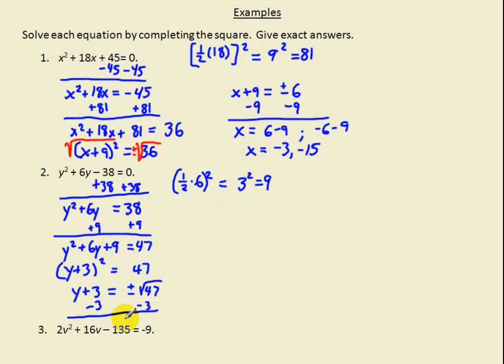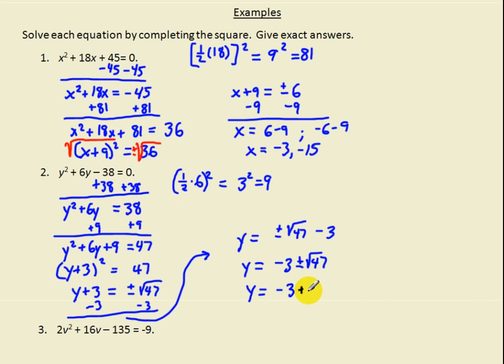And what we end up with then is, I'll move it up here, y is equal to plus or minus the square root of 47 minus 3. Or another way to write this is y equals, and we can switch the order as long as we keep the sign together. So negative 3 plus or minus the square root of 47, and sometimes you'll see this written separately. So it could be written like this, or sometimes you'll see it written as negative 3 plus the square root of 47, negative 3 minus the square root of 47. And for simplest radical form, or rather for giving an exact answer, we're done.